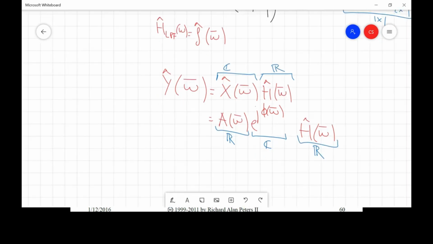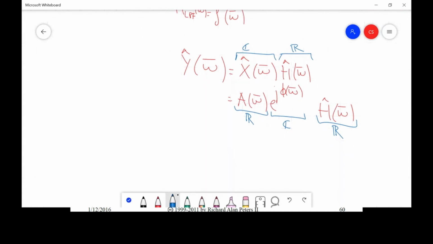So now I can group these two into A omega H omega, and then a phase. And again, this is real, and this is the complex part. Complex meaning both real and imaginary parts. So now let us compare.